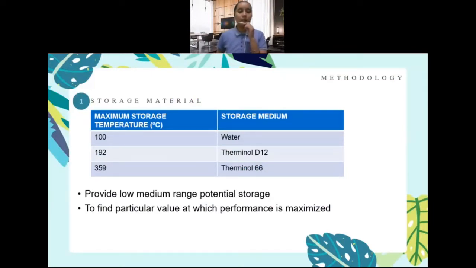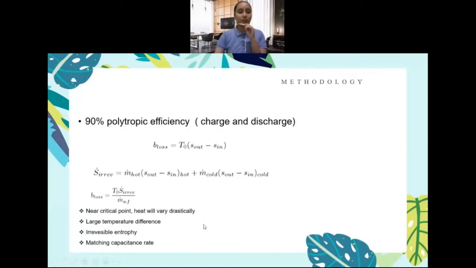Today I would like to explain about methodology. The first one is storage material. As we can see here, this is the table for storage material. This is to provide low to medium range potential storage and also to find the particular value at which performance is maximized. Next is compression and expansion.